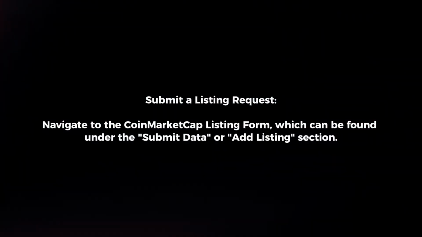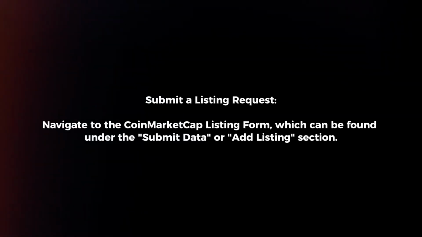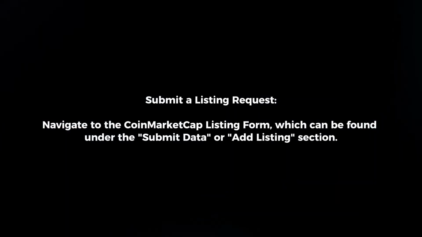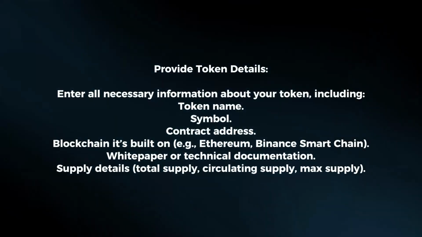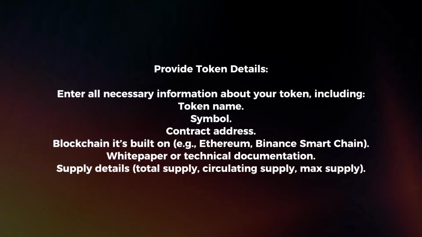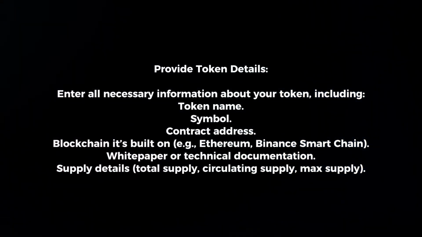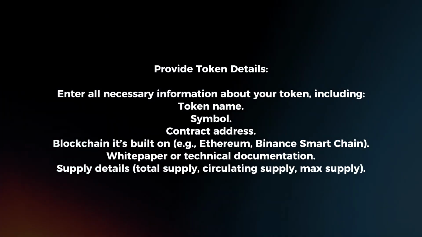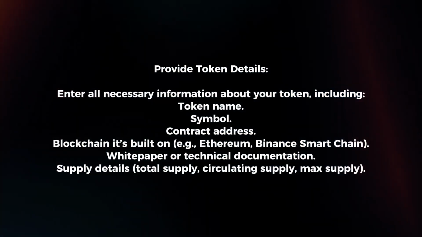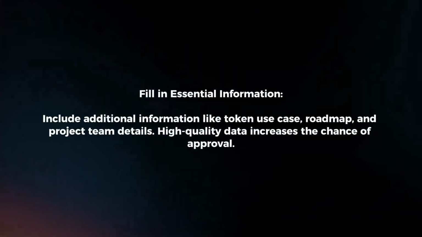Submit a listing request. Navigate to the CoinMarketCap listing form, which can be found under the Submit Data or Add Listing section. Provide token details. Enter all necessary information about your token, including token name, symbol, contract address, blockchain it's built on, white paper or technical documentation, supply details.